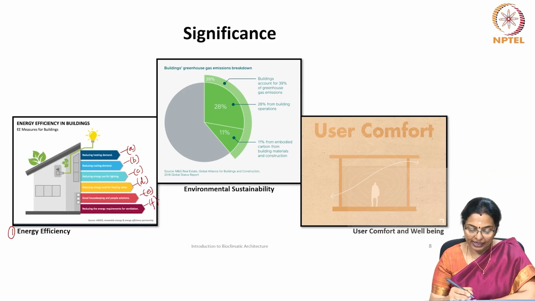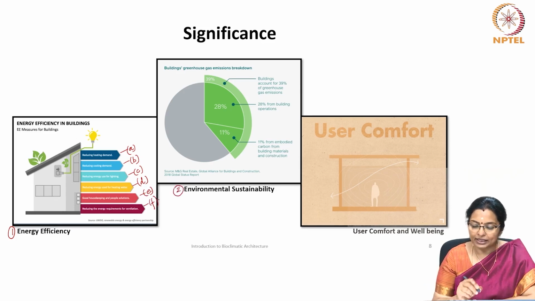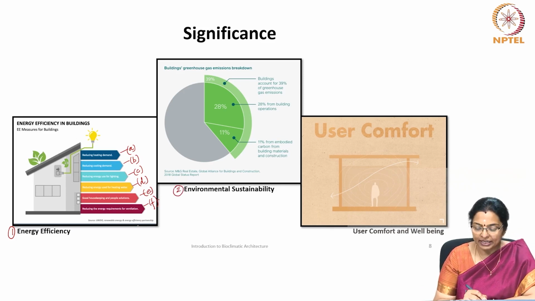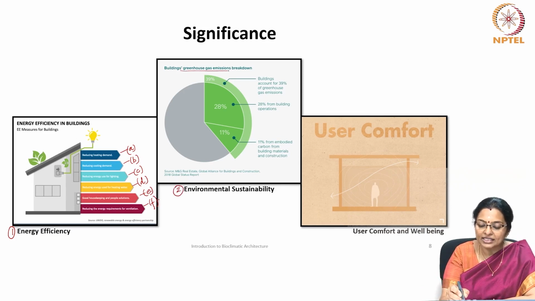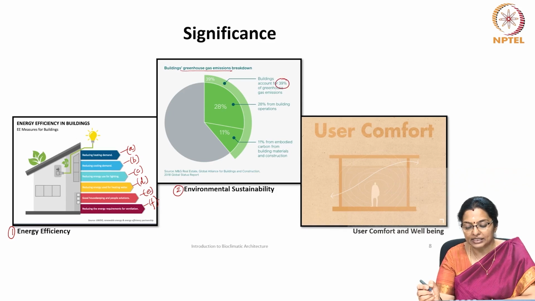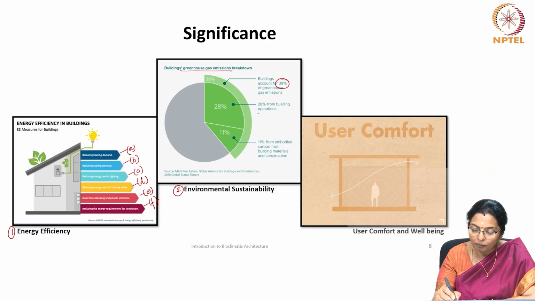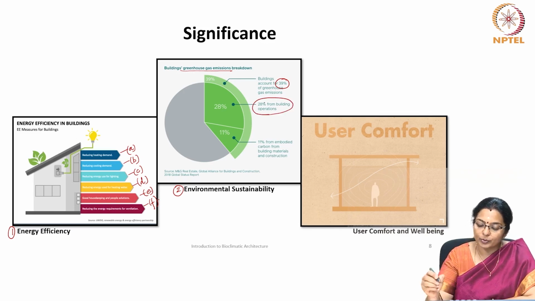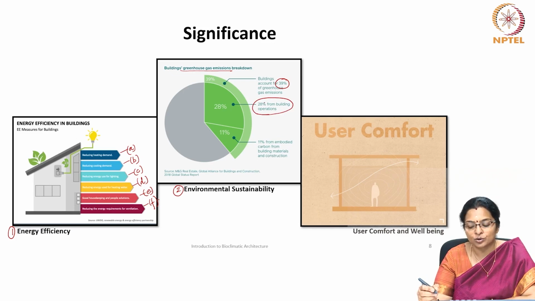Then the second one is environmental sustainability. This becomes important because by making the building environmentally sustainable, greenhouse gas emissions get reduced. Now we know that buildings account for about 39% of greenhouse gas emissions, and out of this, 28% is for building operations. So, in order to make a building run, in order to make the building functional after it is built, at least 28% of the energy is consumed towards it.